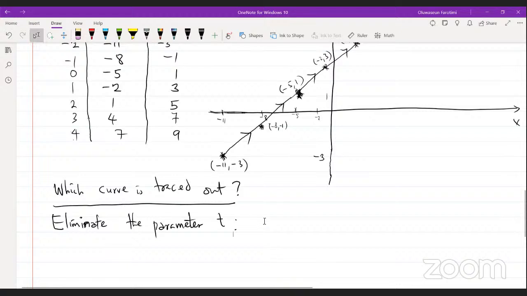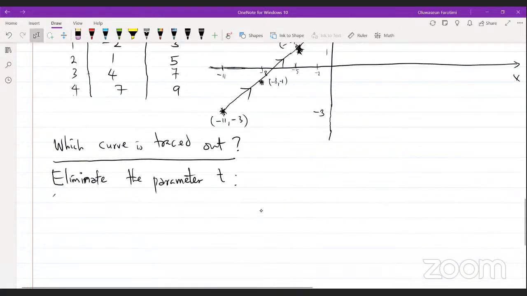Okay, so what do we know, guys? We were given that x is 3t minus 5, and we're given y is 2t plus 1. Now the question is this: is it possible to combine these two equations so that I only have x and y? I don't want my t anymore. I just want to combine these two equations into a single equation of only x and y. Is that possible? The answer is yes, guys. So how can I do it?